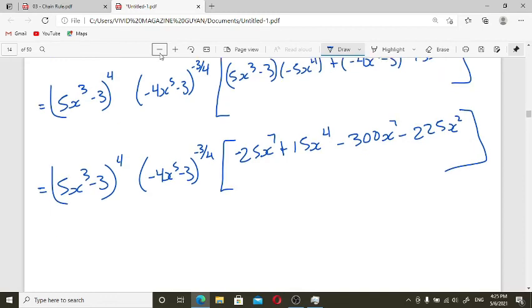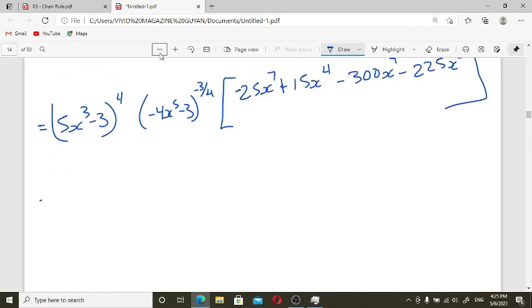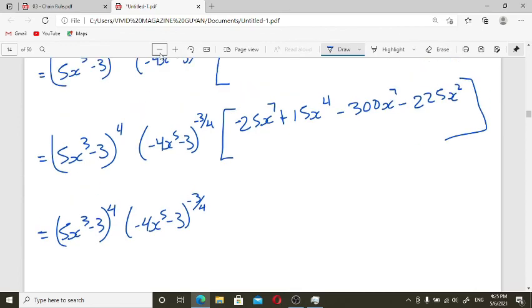Good. So looking at everything that I actually have here, I have 5x cubed minus 3 raised to the 4th, times minus 4x to the 5th minus 3 to the minus 3 over 4. Alright, so minus 25. Okay, let me just give me a sec. Minus 25.